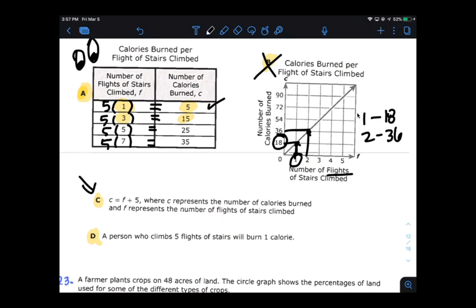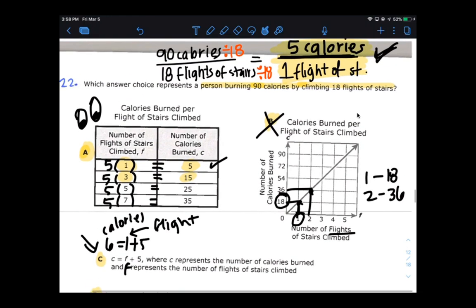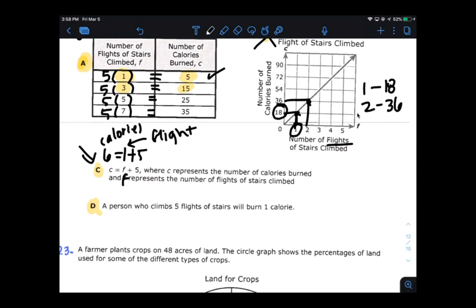Then on the other one, I'm looking at answer choice C. It says C equals F plus 5, where C is the number of calories burned and F represents the number of flights of stairs climbed. So if I substitute, let's say, F as 1, 1 plus 5 is equal to 6. And 6 will be the calories, and this will be the flights of stairs, right? Is this true? In 1 flight of stairs, you burn 6 calories? No, you burn 5. C is so wrong.